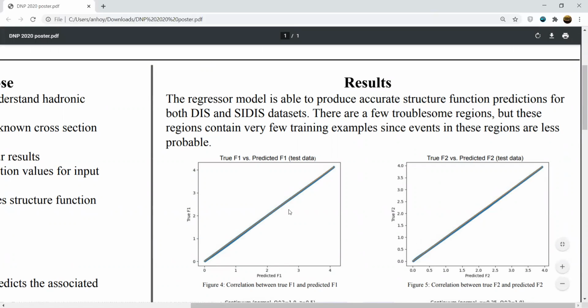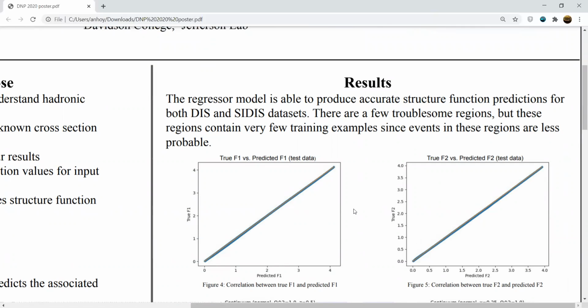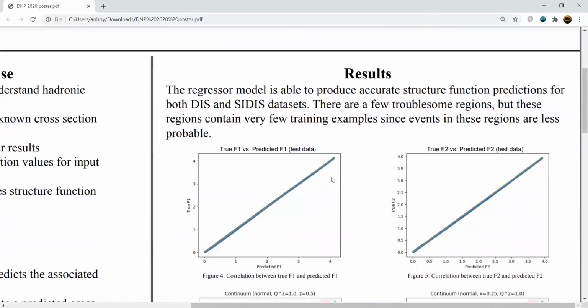At the top here, you see a correlation plot for our semi-inclusive test results. These plots show the correlation between our predicted surface values and our true surface values. As you can see here in both of these plots, the correlation between them has a slope of almost exactly 1, which is really good. That means that our predictions are almost exactly in line with what the true value is.